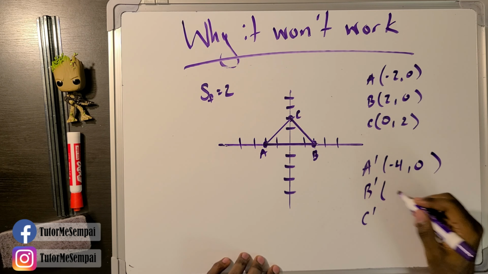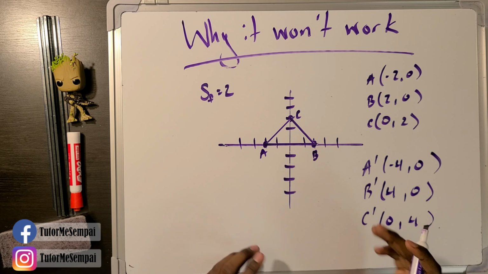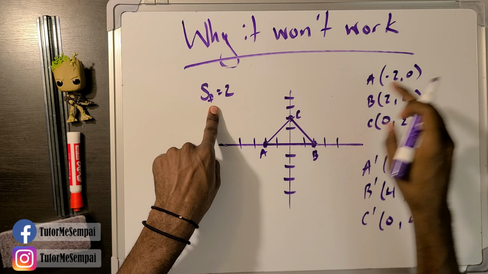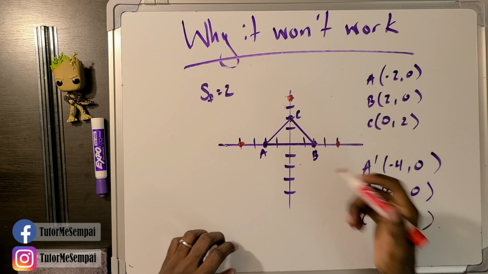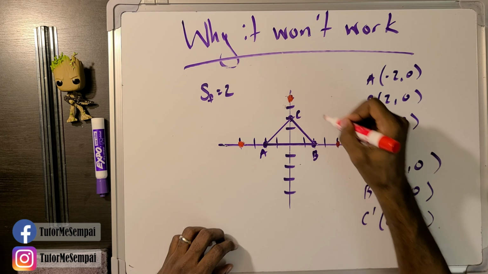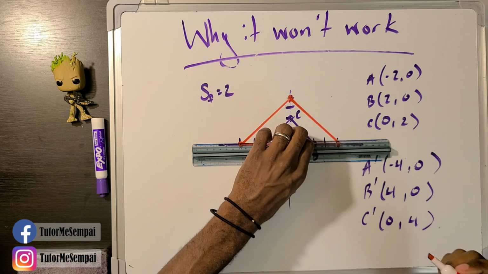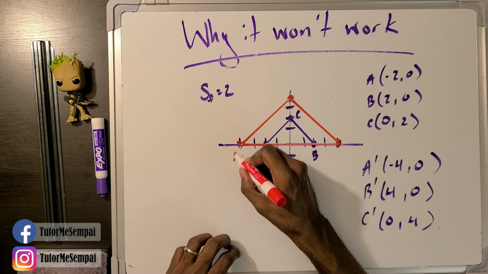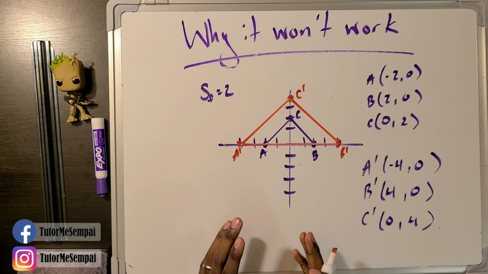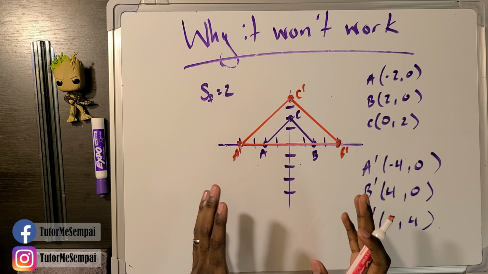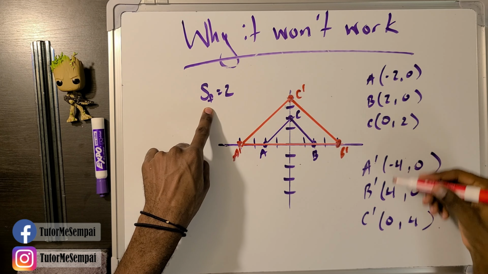-4, 0, 4, 0, and 0, 4. All we have to do is multiply this scale factor by the x and y component of each point. And if you were to graph it, you would get something like this. Now, if you look at this A prime, C prime, B prime triangle here, it does in fact look like you've pretty much made this bigger by a scale of 2 if you look at the points.